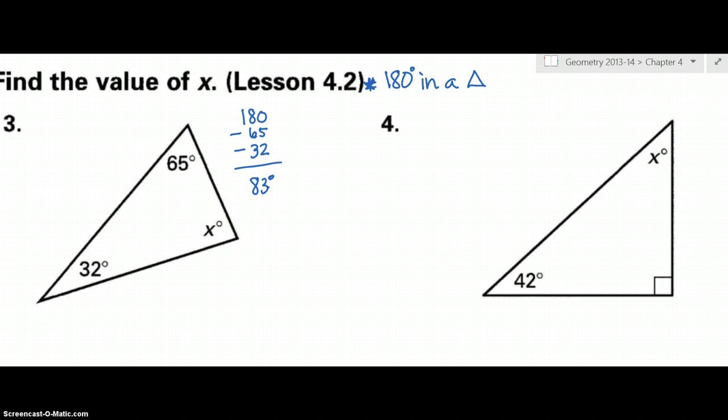If you are a person who likes equations, because we will need this for, I believe it's number 5, you can set up an equation and say, okay, well 32 plus 65 plus x equals 180 degrees. And then in order to solve that, you are going to subtract 32 and you are going to subtract 65. Gentlemen, with me? Okay. Number 4, again, 180, you're going to take out the 90 because of this right angle right here. You're going to take out the 42, and you should have 48 degrees left. Again, you can write an equation for that as well. Questions on 3 or 4?